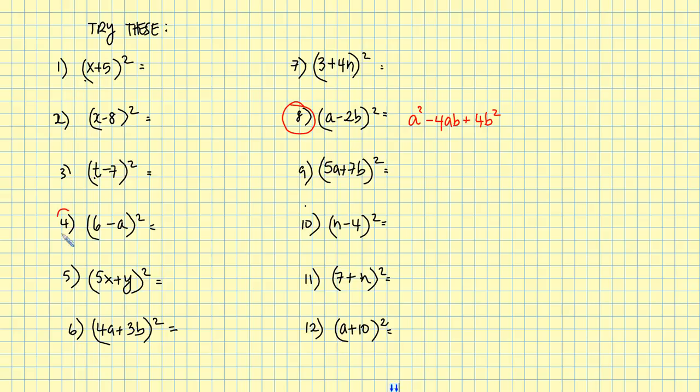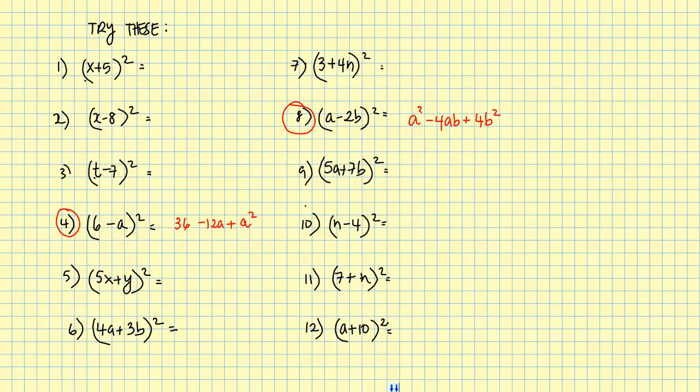Okay, let's do number 4. 6 minus a all squared. So I will square the first. I will square the last, a squared. Then it's 6 times negative a is negative 6a times 2 is negative 12a, and it's plus a squared.